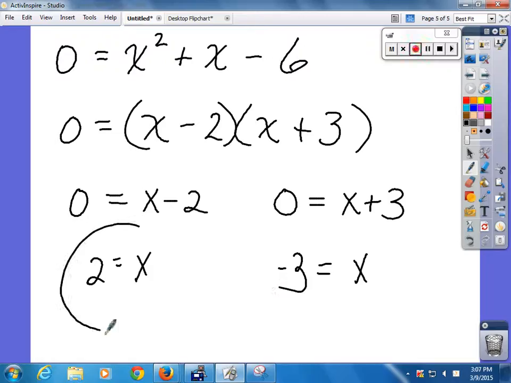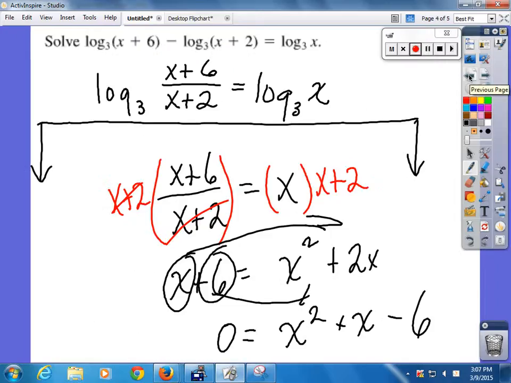Chances are your answer is positive 2, because what? You can't take the log of a what? A negative. If you plug in -3 right there, you can put it in the change base formula, which would be log base 10 of negative 3 over log of 3. The log base 10 will give you an error.